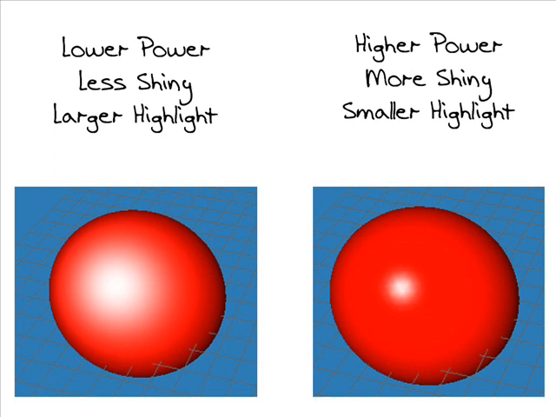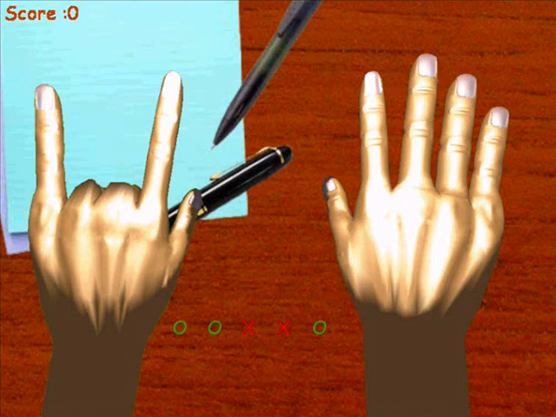The power basically means how shiny. If it's a low power object, it's a larger highlight. If it's a very high power, it's a smaller highlight. It looks shinier. Just make sure when you're doing your modeling that you get this shininess attribute sorted out. Otherwise, you get some really unnatural looking effects like this.